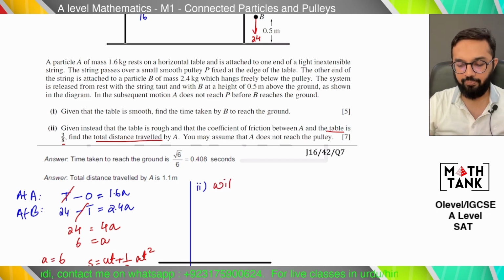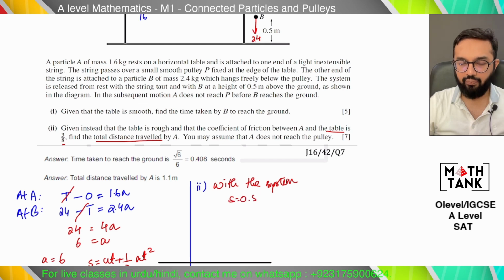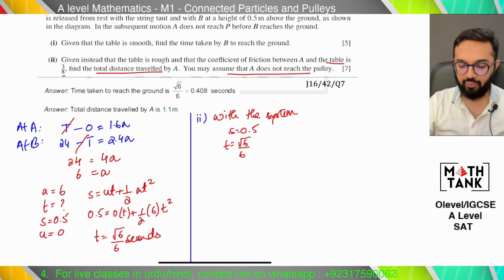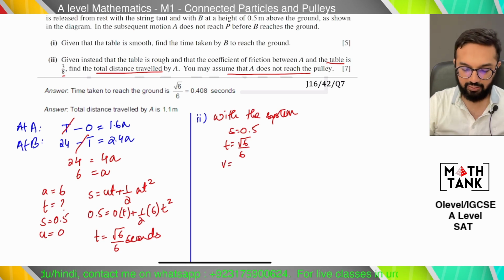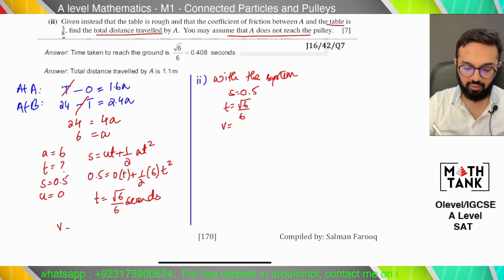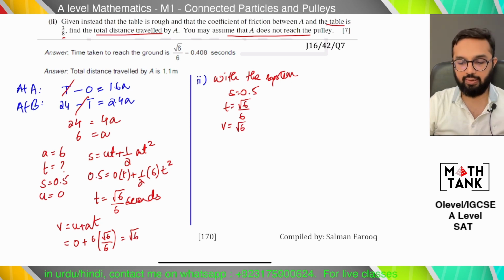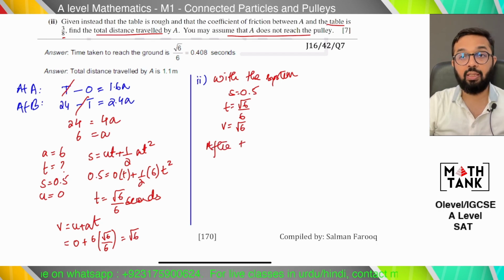So with the system, A is going to travel a distance of 0.5. The time that it's going to spend is root 6 over 6. You may assume that A does not reach the pulley. So it's going to have a starting speed. The ending speed, I will have to find it out here. V equals U plus at, so 0 plus 6 times root 6 over 6, which gives me root 6. So the ending speed was root 6 after the system.